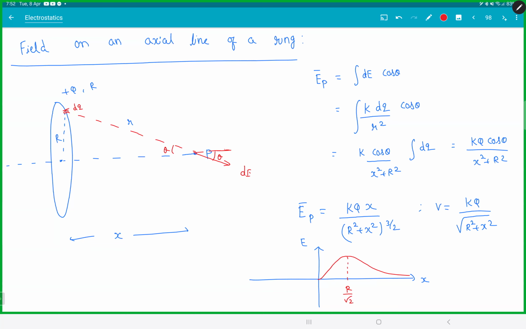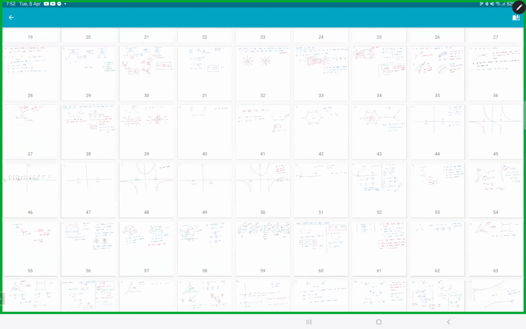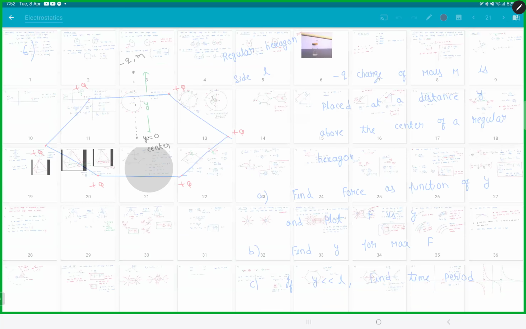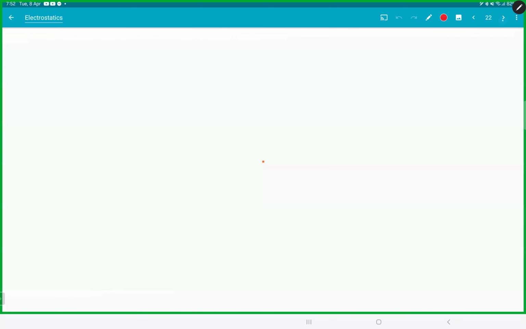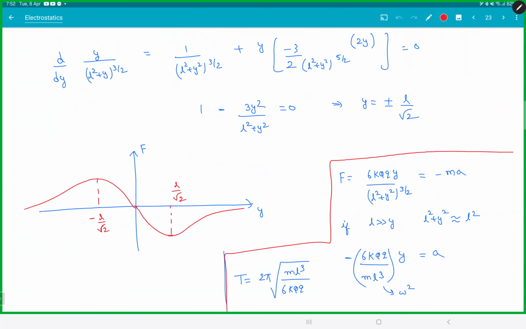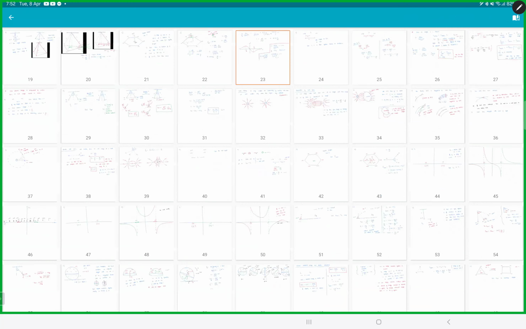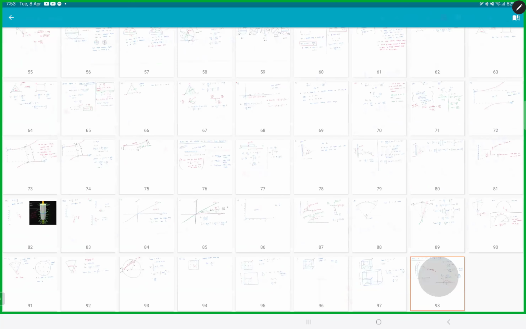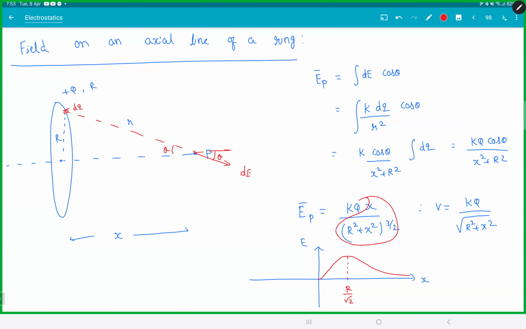Remember the question where you did this? The hexagon question, remember? Find the point where the force is maximum. In that question, if you see, doesn't this function look the same? Y by L square plus Y square whole power 3/2. And where did its maximum value come? L by root 2. Look at the function here. Isn't this function also X by R square plus X square whole power 3/2? They're the same functions mathematically.